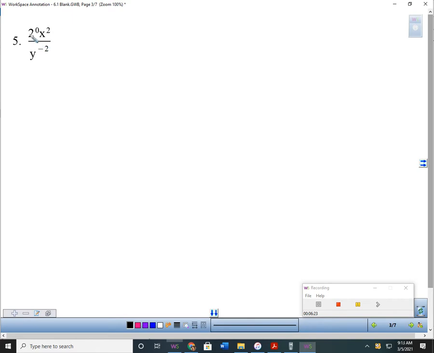All right, so I already know that 2 to the 0 is just 1. If I multiply by 1, that doesn't do anything. So the x to the second, is that going to move to the bottom? No, it's going to stay on the top. But the y to the negative second will move to the top. And I like to put things in alphabetical order, so that's going to go behind the y. And now I have all positive exponents, so I'm done.